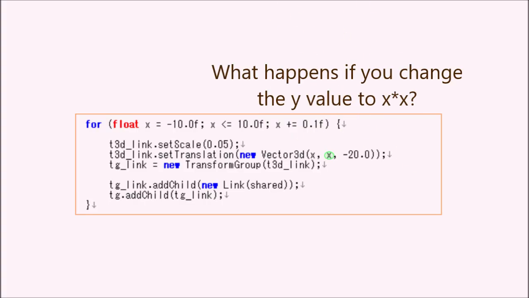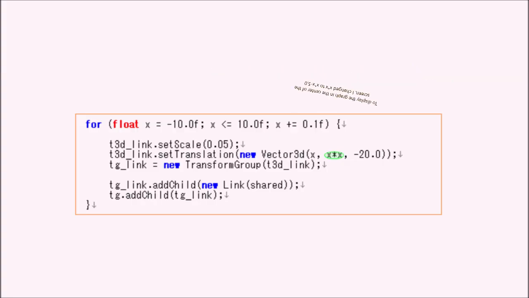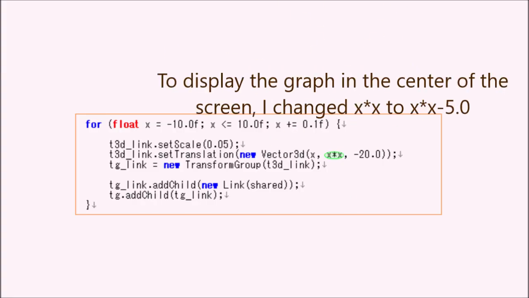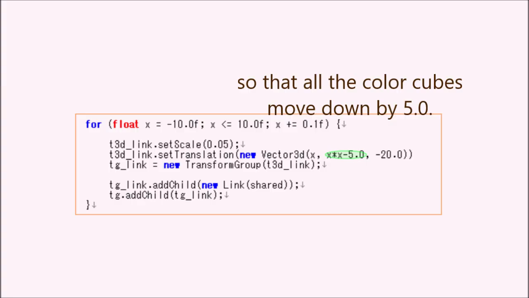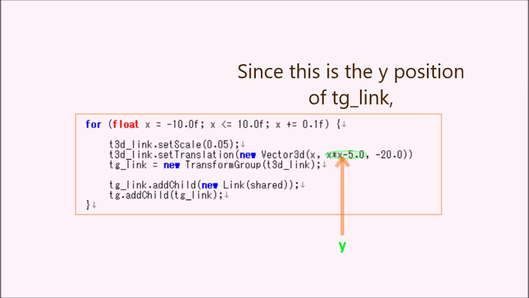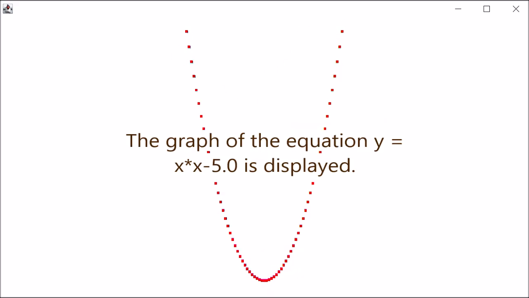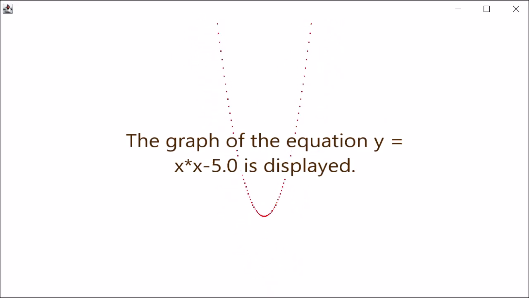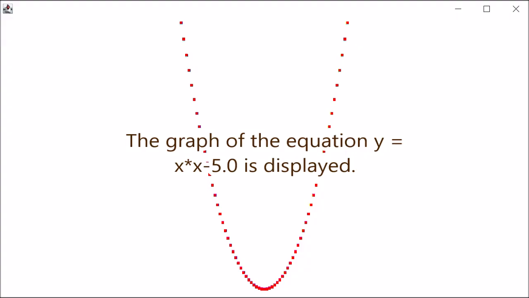What happens if you change the y value to x multiplied by x? To display the graph in the center of the screen, I changed x multiplied by x to x multiplied by x minus 5.0, so that all the color cubes move down by 5.0. Since this is the y position of TG link, the graph of the equation y equals x multiplied by x minus 5.0 is displayed.